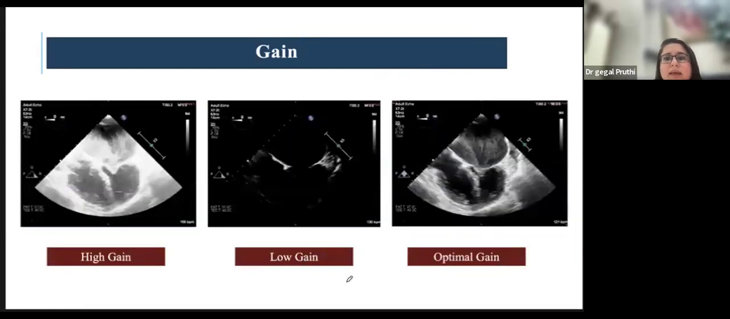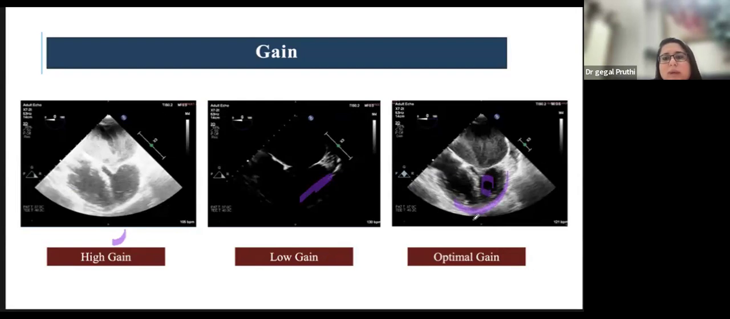Now, if you can see, increasing the overall gain of the imaging system compensates for the signal loss due to attenuation. So gain has to be adjusted such that your blood looks black, myocardium gray, and your pericardium white. If you are using high gain, as you can see in this figure, there is a lot of noise. But if you are using low gain, you cannot visualize any structures.